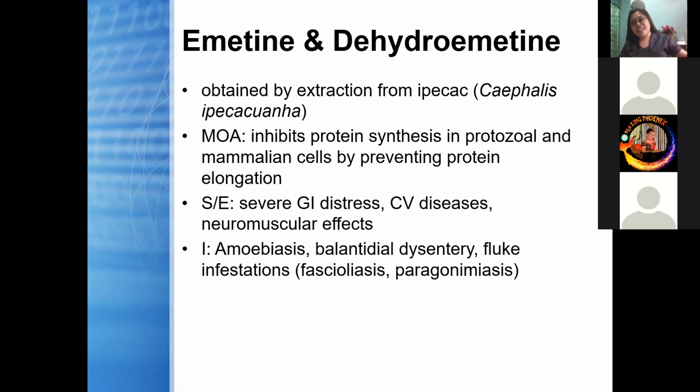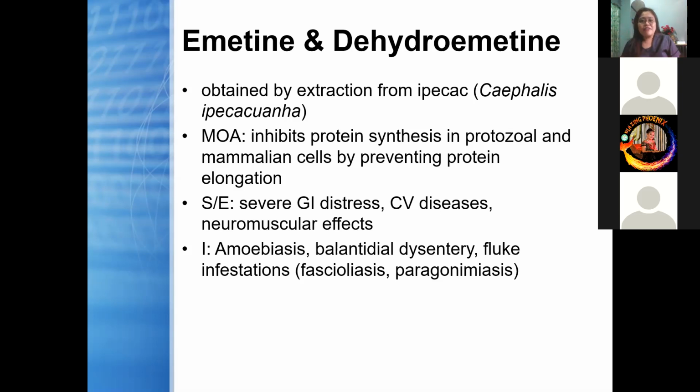So it can also inhibit the proteins of the mammalian cells, leading to side effects, just like GI distress, cardiovascular disease, and neuromuscular effects. That is the consequence of also inhibiting our cells, mammalian cells to be exact.